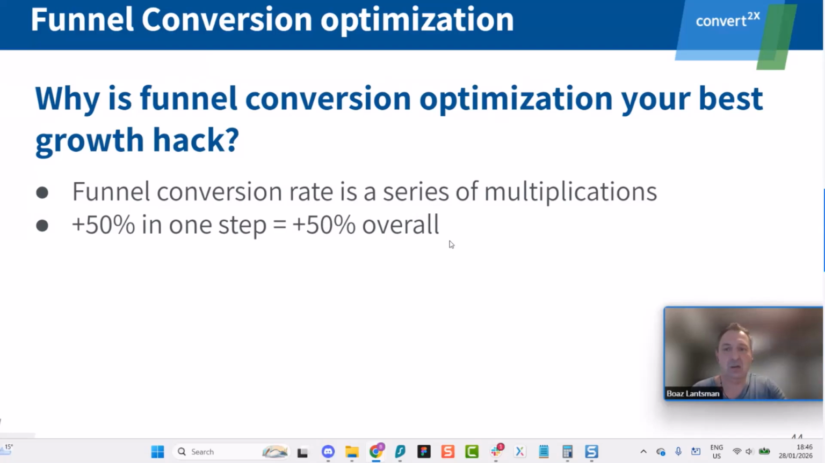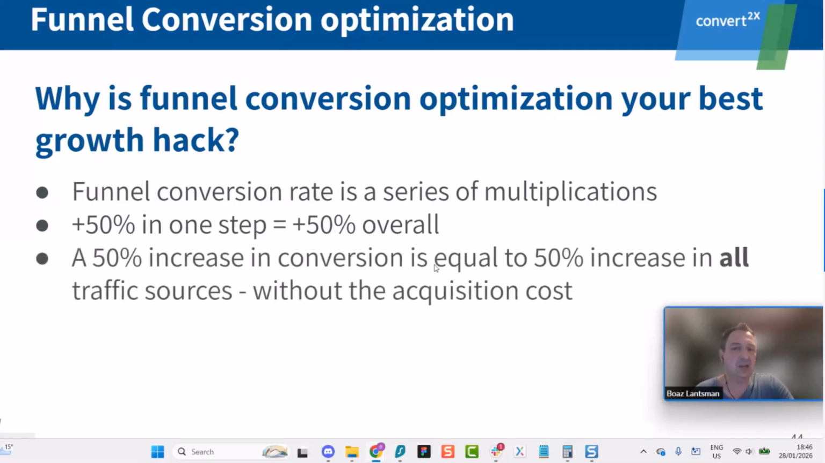So 50% or 20% or whatever percent in one step is the same for overall. And if you do multiple steps with multiple improvements, then it accumulates. And if you do a 50% increase in conversion rate, that's equal to increasing 50% by all traffic sources. So whatever you're getting now from search or from organic search, you're going to get 50% more installs. Whatever you get from Google Ads, you're going to get 50% without doing anything else, without paying more for this traffic. So this is why I say it's the best growth hack if you can improve your funnel. And most apps can.